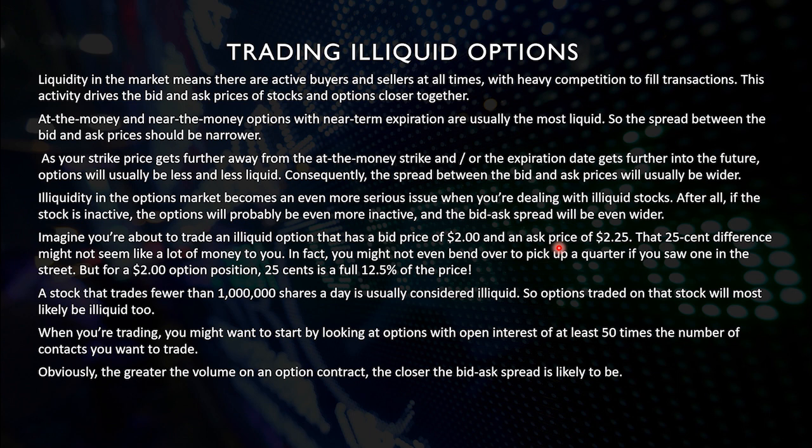When you're trading, you might want to start by looking at options with open interest at least 5 times the number of contracts you want to trade. So if you're trading 10 contracts, your minimal accepted liquidity should be 10 times 50, or an open interest of 500 contracts. Obviously, the greater the volume of an option contract, the closer the bid-ask spread is likely to be.